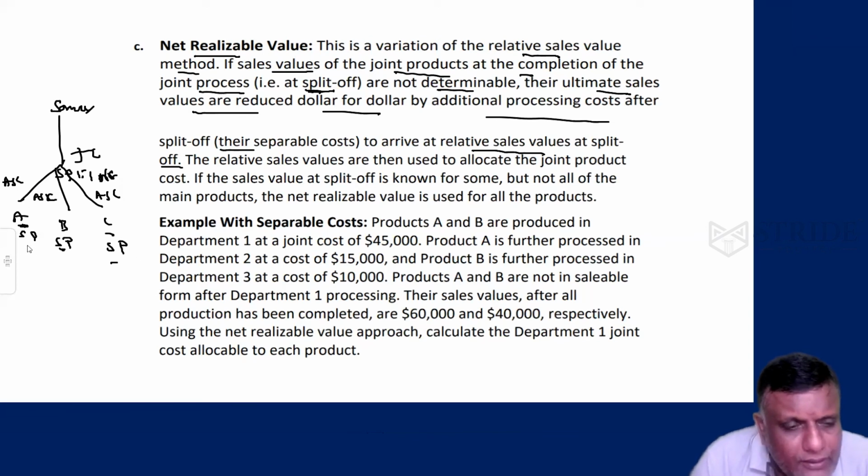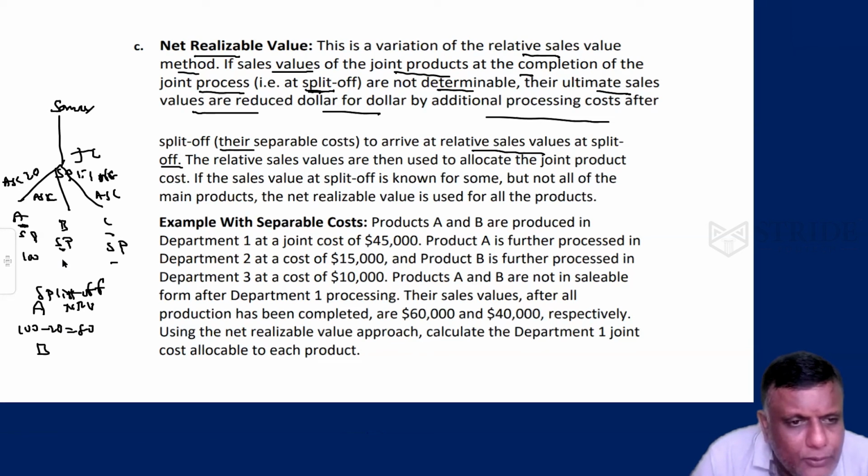Suppose imagine A sale price $100. After separation cost 20. Now the split off cost, 100 minus 20. At split off we can have the value. We have NRV at split off. Reverse method: 100 minus 20, it is going to be 80. Similarly, B. Suppose 120. After separation cost 30. For B, 120 minus 30. It is called reverse method. 120 minus 30, it is going to be 90.